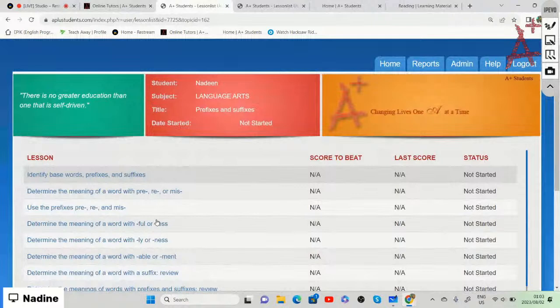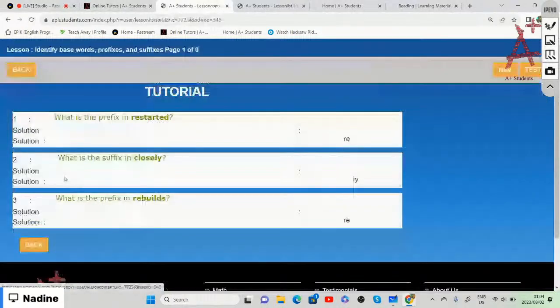And then we're also going to use the prefixes, which are pre, re, and mis. And then we are going to determine the meaning of the word with full or less. And then I think we're just going to stop at determining the meaning of the word with ly or ness, N-E-double-S. All right, so we're going to the very first lesson, which is to identify base words, prefixes, and suffixes.